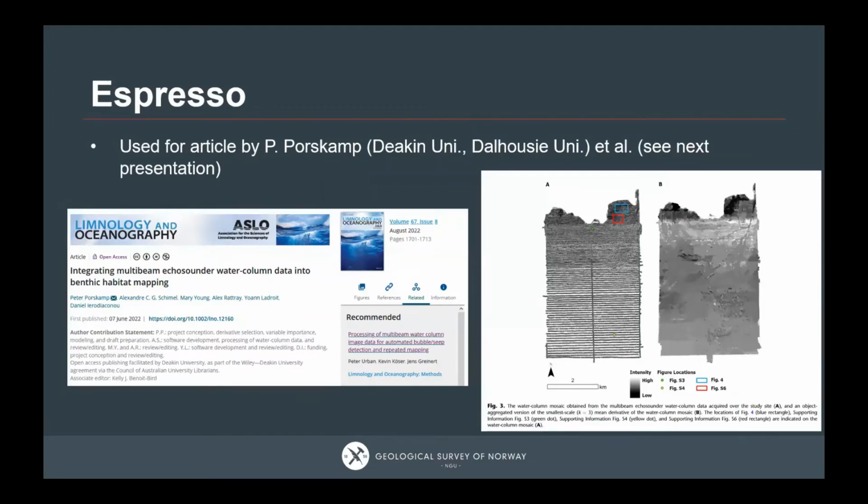This software we used twice. One is a paper by NIWA, with Yoann, that I'm not part of, and another one that Peter, who is coming just after me, is going to present.